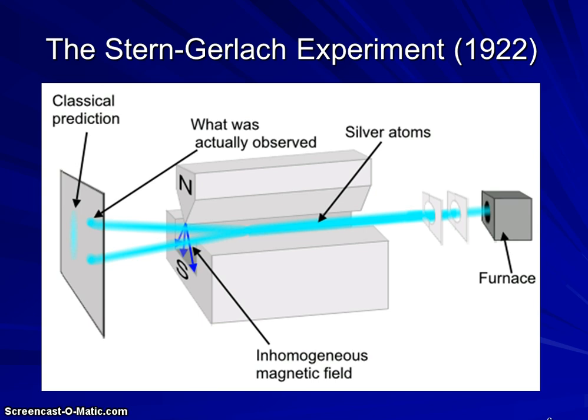Now, if the orientation of the magnetic moments is random, as we would expect thinking classically, then we should get a wide, continuous range of silver atoms banging into our detection plate back here. But what we actually get is two big piles of silver atoms. All the silver atoms are deflected by the same amount in either the north direction of the magnet or the south direction of the magnet.